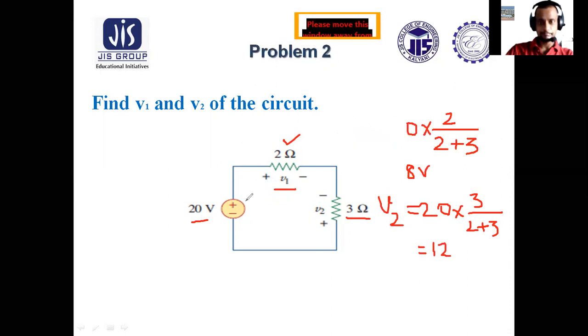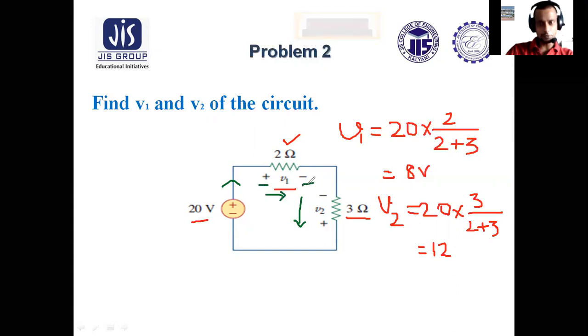Now see, as this is the plus terminal, current will be flowing in this direction. So current through this will be flowing in this direction, and through this resistor also in this direction. Current always flows from higher to lower potential. So this should be plus, this should be minus. Similarly, current is flowing in the downward direction through 3 ohm. So this should be plus, this should be minus.